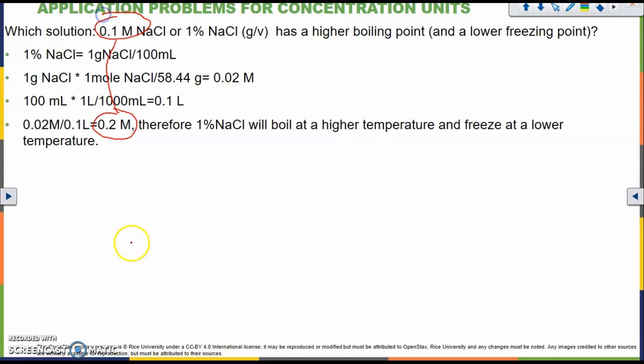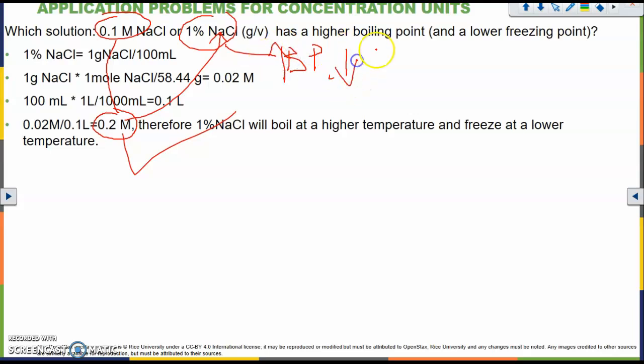Which one has more solute in it? This one. So this one is bigger. This one has more. Therefore, this will have a higher boiling point, and similarly will have a lower freezing point. So that is the effect of having more solute.